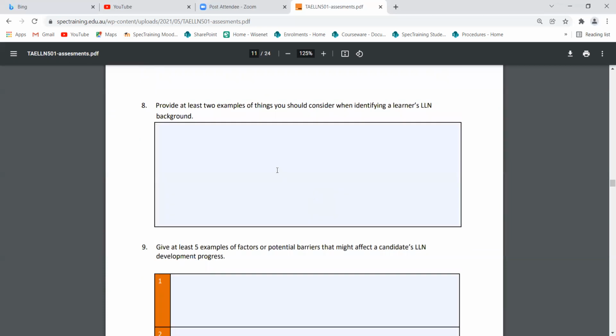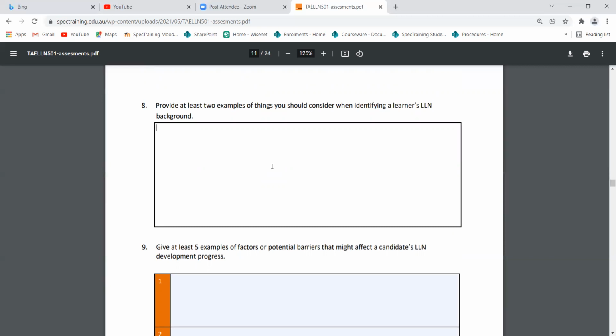Question 8, provide at least 2 examples of things you should consider when identifying a learner's LN background. Okay, so this could be their previous education experience. This could be the cultural influences that may be on the person as well.